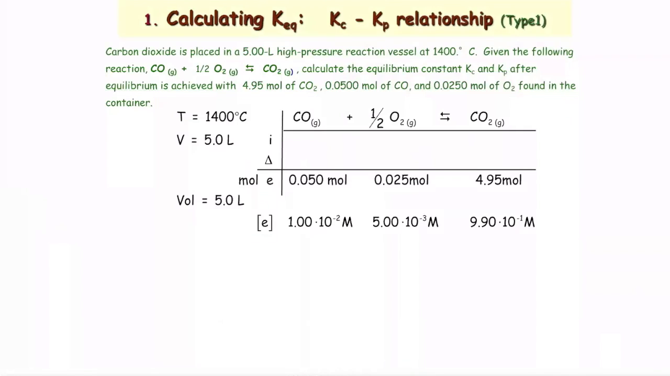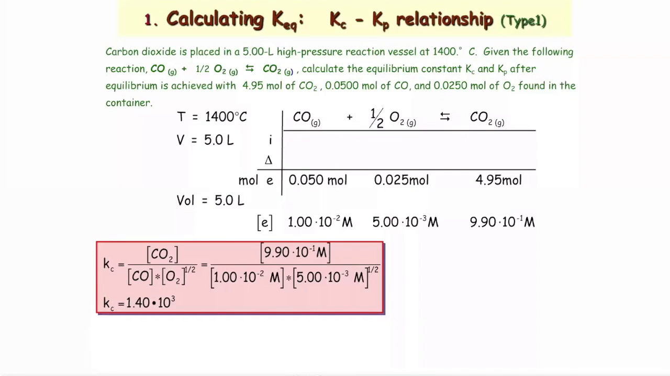When you take 0.05 and divide it by 5, because that's the volume, you get 1 times 10 to the minus 2. When you take 0.025 and divide by 5, you get 5 times 10 to the minus 3. When you take 4.95 and divide by 5, you get 9.9 times 10 to the minus 1. You stick that into the mass action expression and you get this value: 1.4 times 10 to the third. Look at that value, that's basically 1,400. That's a fairly big number, which means the reaction mostly favors the product. This reaction will convert over to product just because the equilibrium constant is somewhat of a big number.